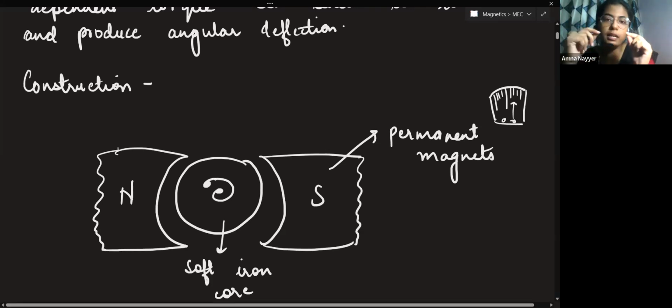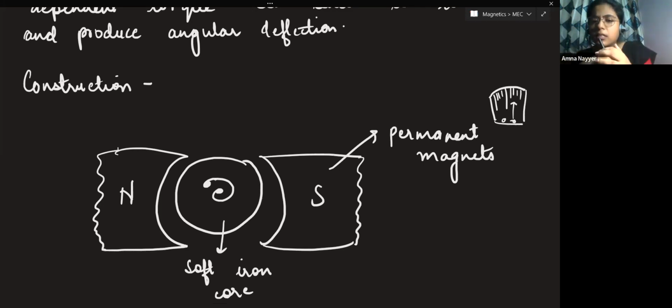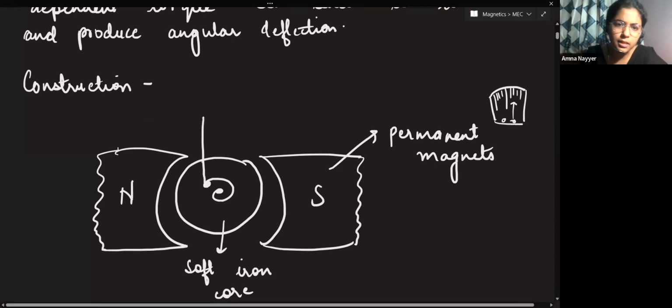What about the other end? The other end has a soft plastic material, made up of plastic. That is your pointer. So basically, it's like this. A light-weighted pointer is there.